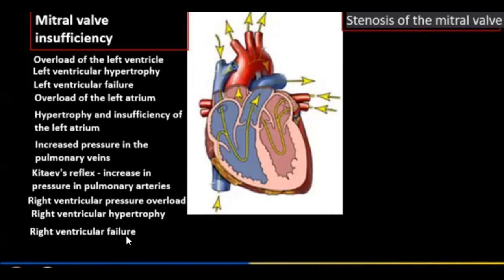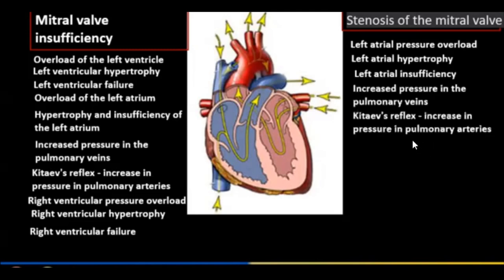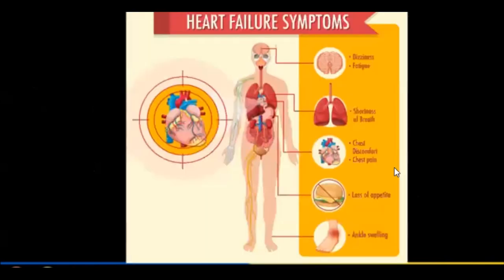and in stenosis of the mitral valve, for example, it's left atrial pressure overload, left atrial hypertrophy, left atrial insufficiency, increased pressure in the pulmonary veins, Kitaev reflex increasing the pressure in the pulmonary arteries, right ventricle pressure overload, hypertrophy of the right ventricle and right ventricle failure.